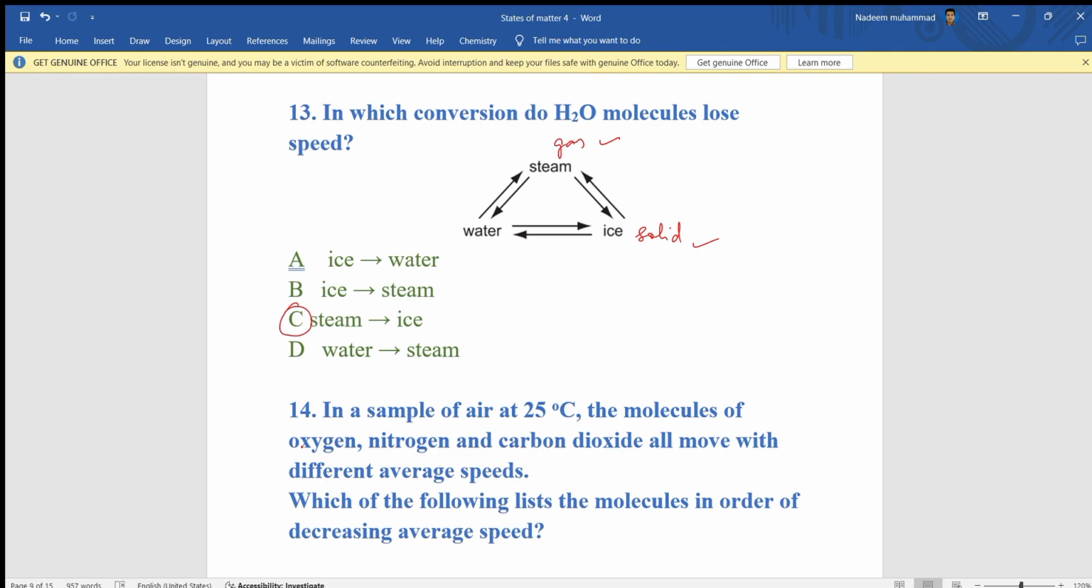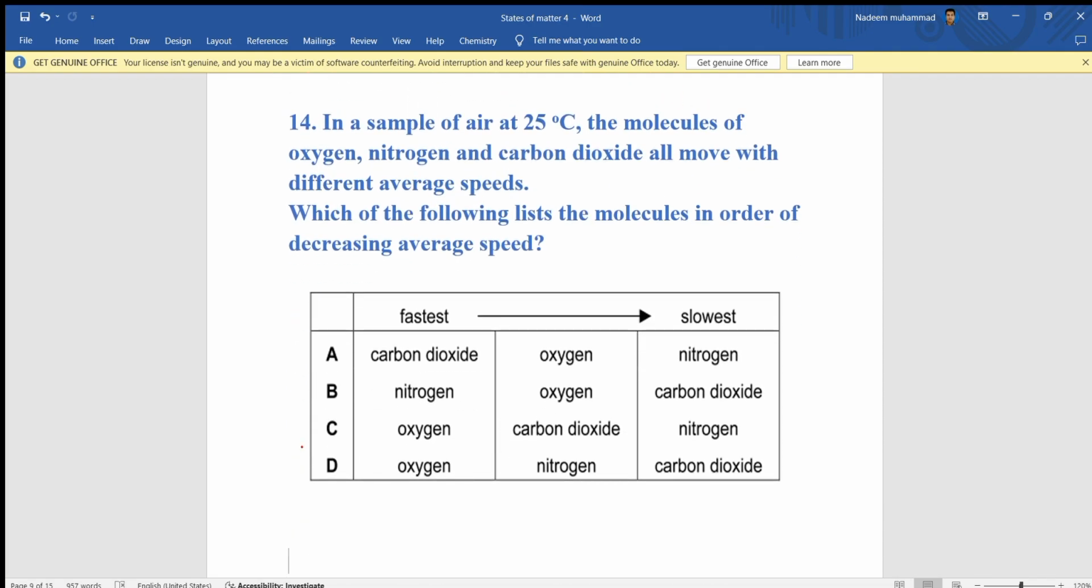In a sample of air at 25 degrees Celsius, the molecules of oxygen, nitrogen, and carbon dioxide all move with different average speeds. Which of the following lists the molecules in the order of decreasing average speed?